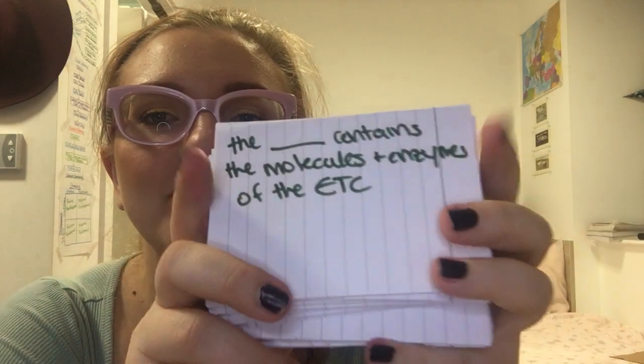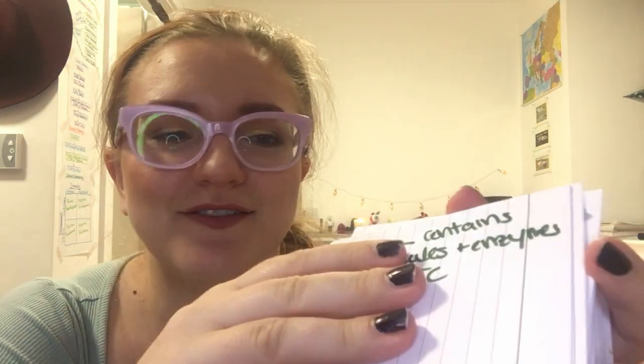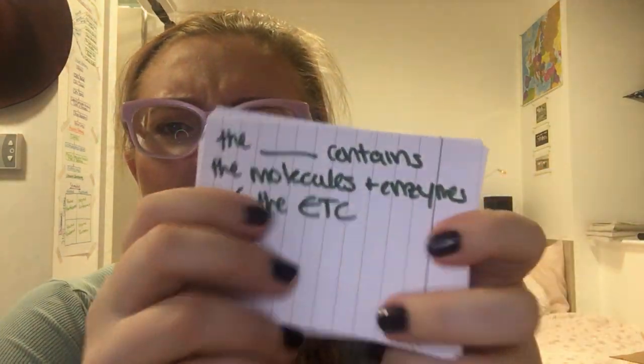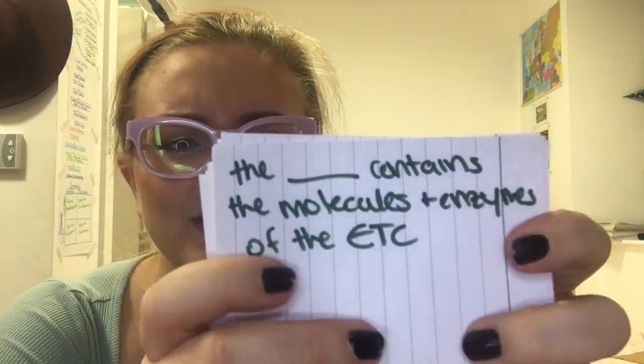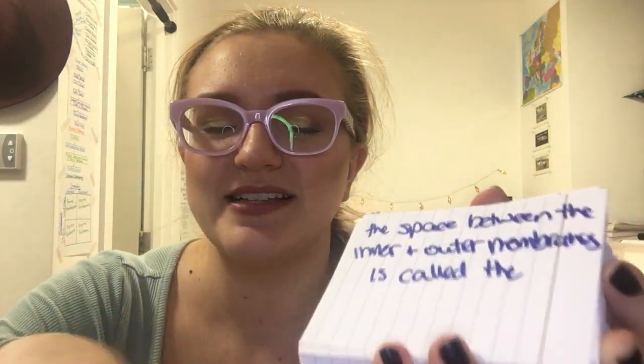The blank contains the molecules and enzymes of the electron transport chain. You probably could guess based on what the last few questions were, but that is the inner membrane of the mitochondria. It contains the molecules and enzymes of the electron transport chain. I usually just abbreviate it ETC just to save myself some time. That's something that really comes up to haunt you a lot in biochemistry, is that electron transport chain. So it's good to get a good kind of basic foundation of understanding of it at the basic biology level, because you will definitely need to know a lot more about it once you get into biochemistry.